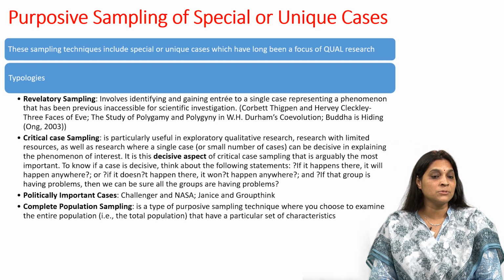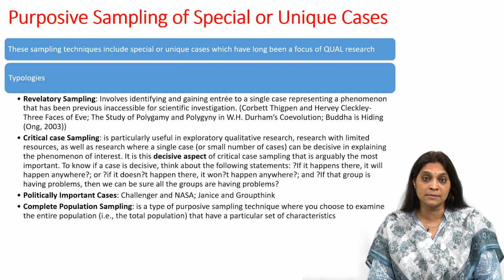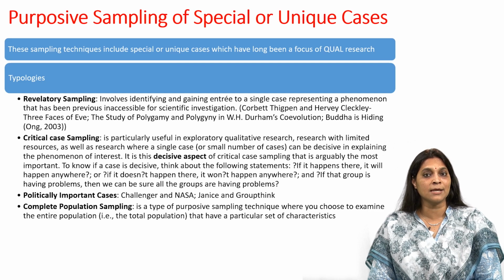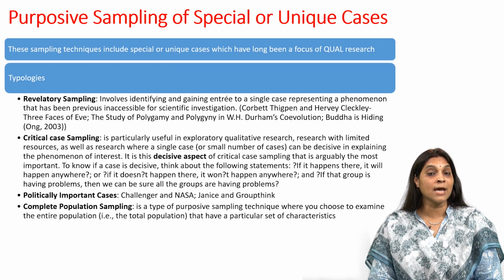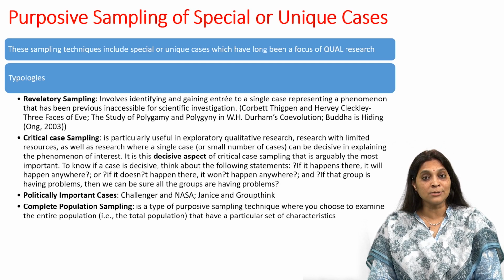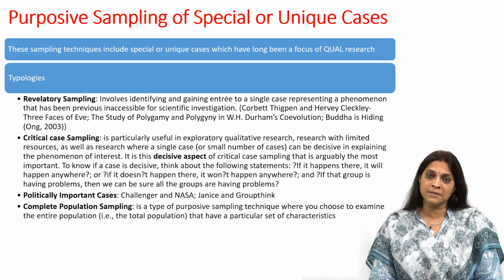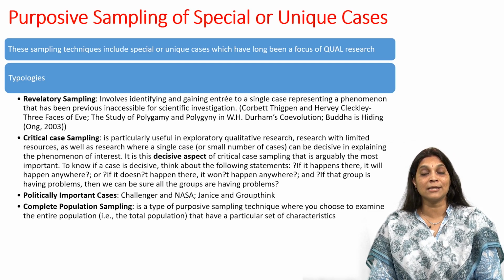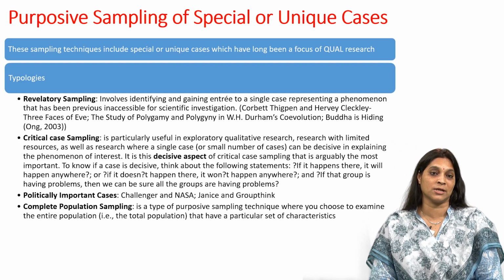And then let's come to something called complete population sampling. So, what is the meaning of complete population sampling? It is a type of purposive sampling technique where you choose to examine the entire population. That means you don't say that the sample is representative of the population, but you take into account the entire population, which has a set of particular characteristics. But you should be sure about one thing when you go about complete population sampling. And what is that? That the population that you are wishing to sample is very specific, is small, and you cannot generate a representative sample from the population.